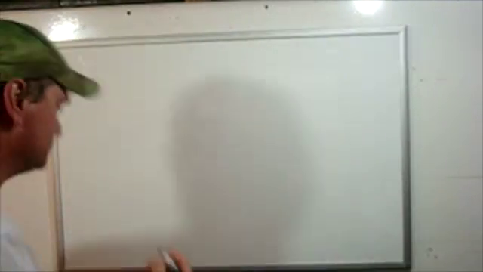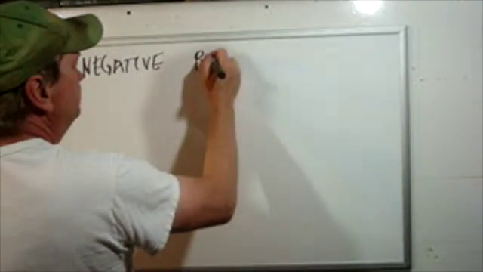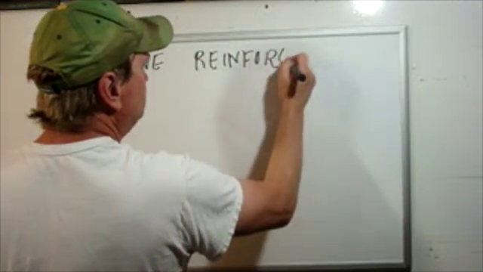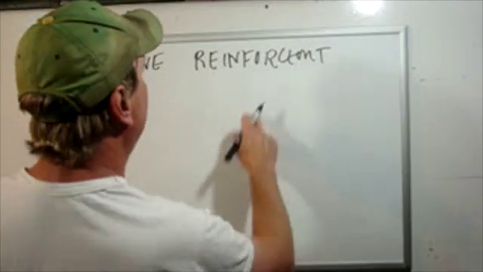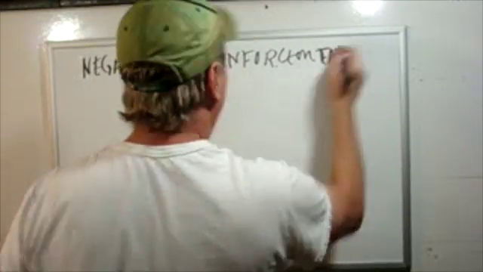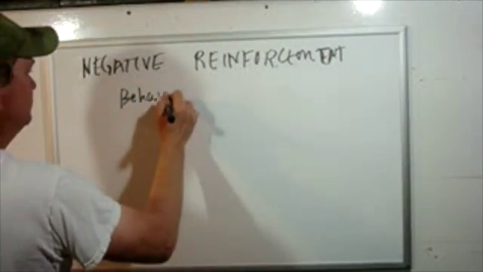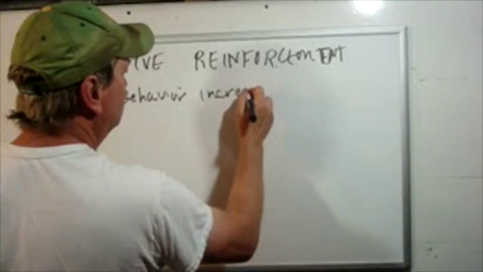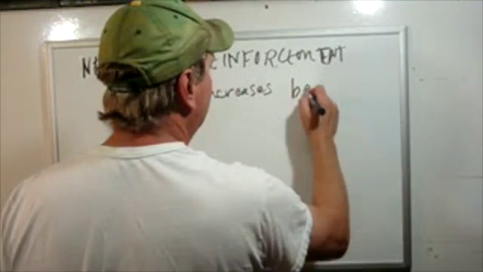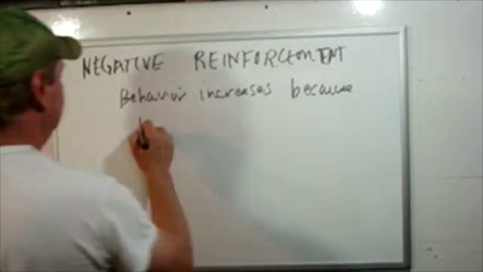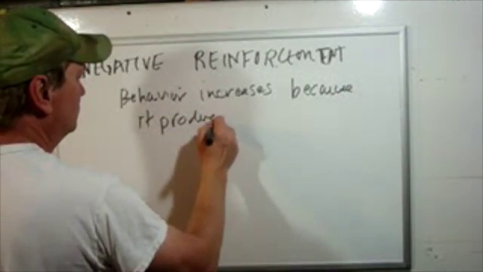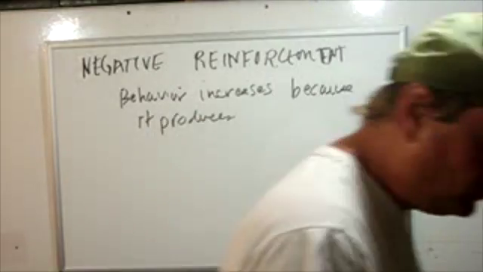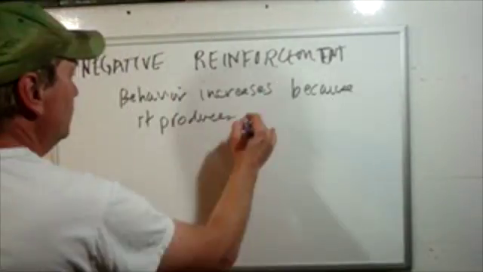So, sorry to be so explicit about what negative reinforcement is, but negative reinforcement, your book says, is behavior increases, reinforcement. Behavior increases because it produces the removal of some stimulus.